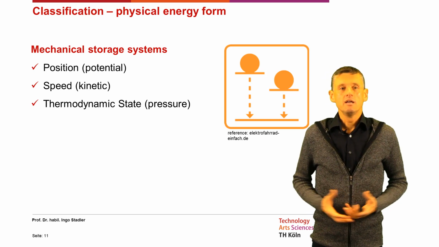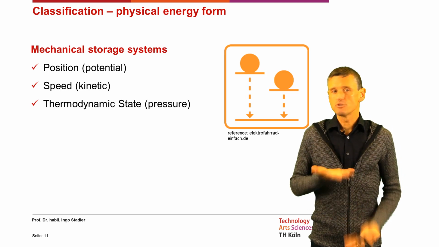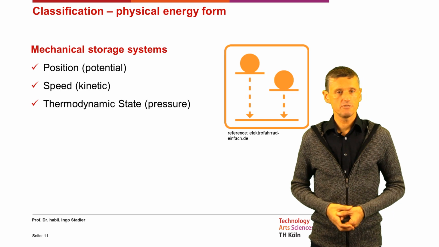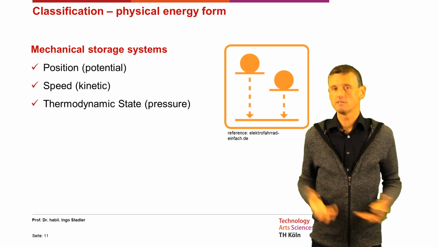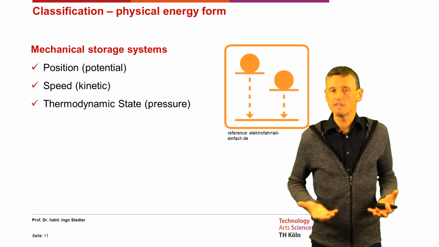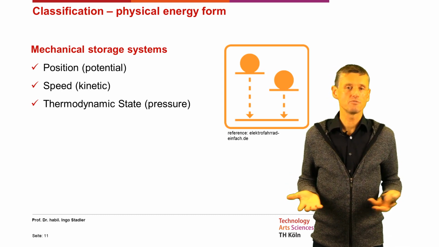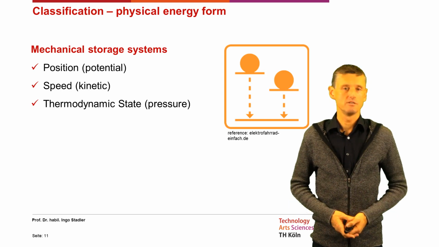Coming to the classification of all the storages we have, we could start with mechanical storage systems. So either we can store energy by different positions, that is the potential energy, or by speed, then it's the kinetic energy, or by a thermodynamic state, for example when we have the pressure of a medium that is stored.